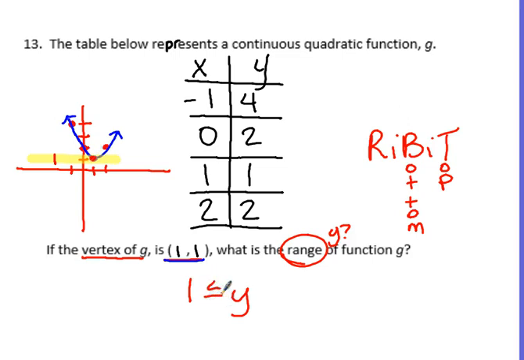So you have the option of either writing that 1 is less than or equal to all of your y's, or if you can kind of spot it and figure it out on your own, I notice that all of my y values are above this y value of 1. So I'm going to say all of my y values are greater than or equal to 1. Both of these are acceptable range answers.